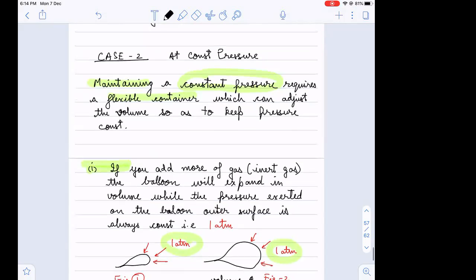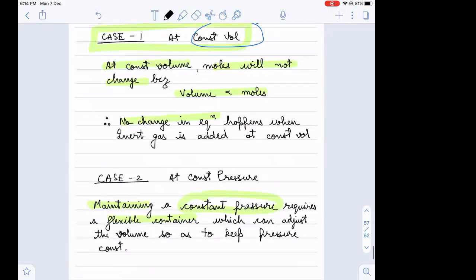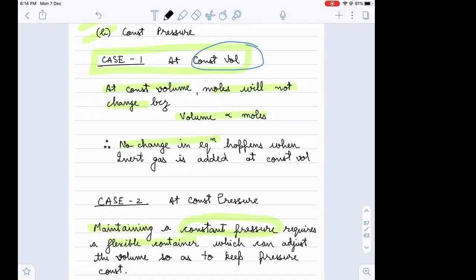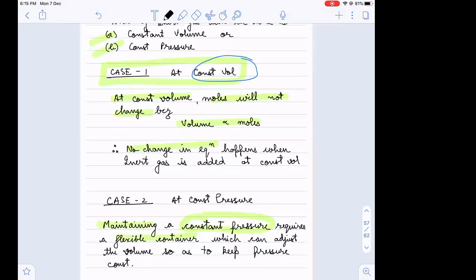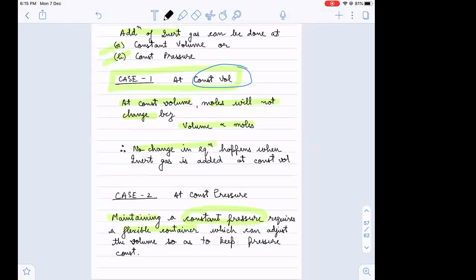Case 1 is very simple. Case 1 is at constant volume. There will be no change. No change in equilibrium happens. See both the cases. Write it down. Let me know when you have.